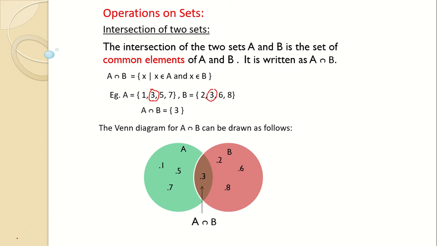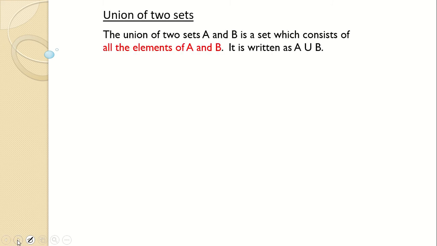Now after intersection, let's go to union of two sets. What do you understand by union? The definition of union says the union of two sets A and B is the set which consists of all the elements of A and B. It is written as A union B. So union means elements of A and B both. Here the keyword is or.